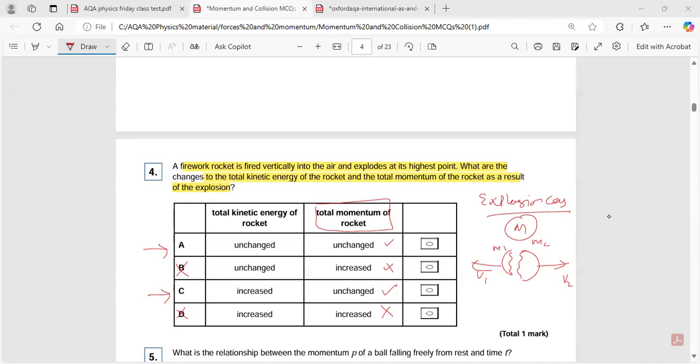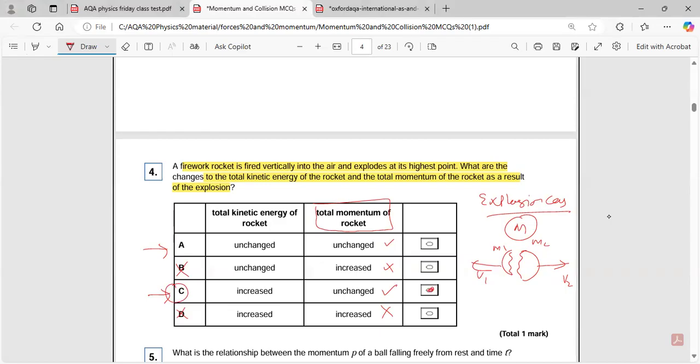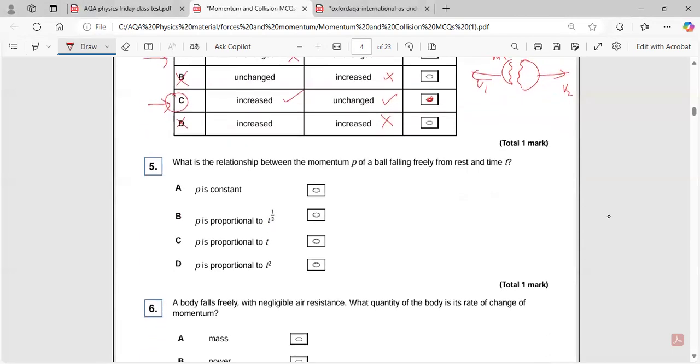So the total kinetic energy of the rocket is definitely going to increase, right? Why is it going to increase? Because inside the rocket there are chemicals as well. Chemical energy is there. When the rocket is moving up, the chemical energy is still intact. But when the rocket exploded, that chemical energy is also converted into kinetic energy. That's why kinetic energy is going to increase. It cannot remain unchanged.